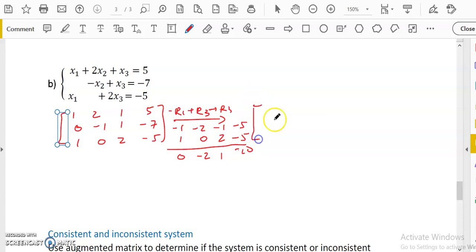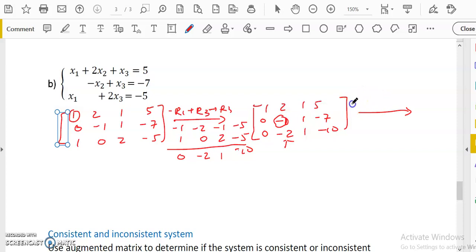So I'm going to write it here. 1, 2, 1, 5, I don't change. R2, I don't change: 0, -1, 1, negative 7. And this would become 0, negative 2, 1, negative 10. So this one is the next one that I want to get rid of. To get rid of it, I use the second row, not the first row. Because if I add anything in the first row, this will not become 0. So we call this the pivot position. This was the pivot position for eliminating. This is the second pivot position.